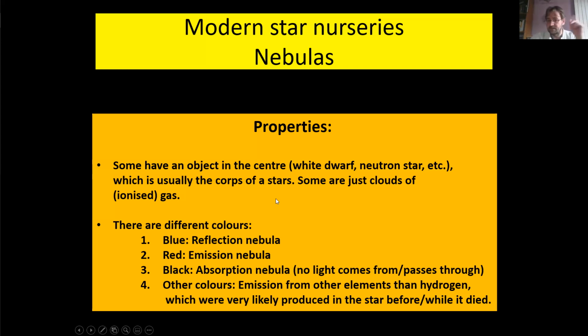Okay, but we have now seen there are three different colors, mostly the blue. And we would talk about the reflection nebula. A red, then it's an emission nebula. And black, we talk about an absorption nebula, which means no visible light comes from or passes through.